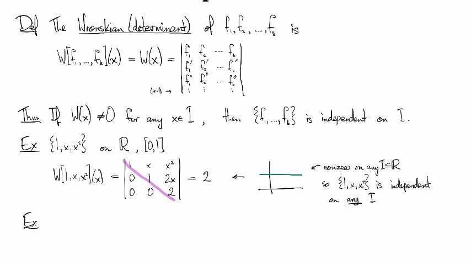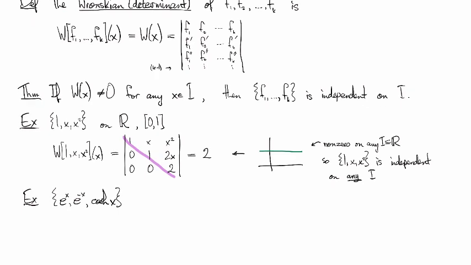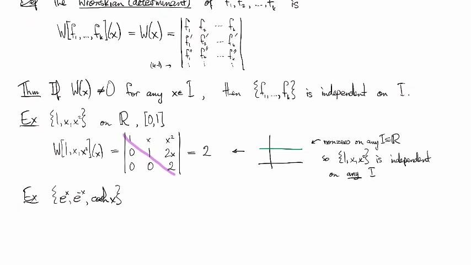All right, let's look at another example. Suppose we consider e to the x, e to the minus x, and cosh, the hyperbolic cosine. Well, you know in advance that this should be a dependent set because cosh looks like half of e to the x plus half of e to the negative x. So let's see what happens and see if that in fact bears out.